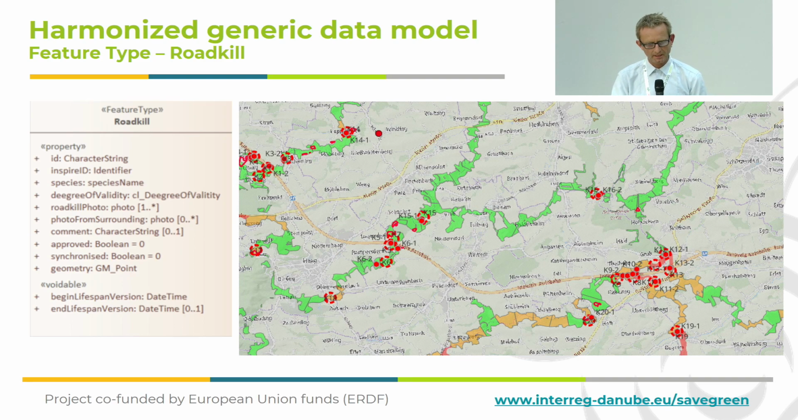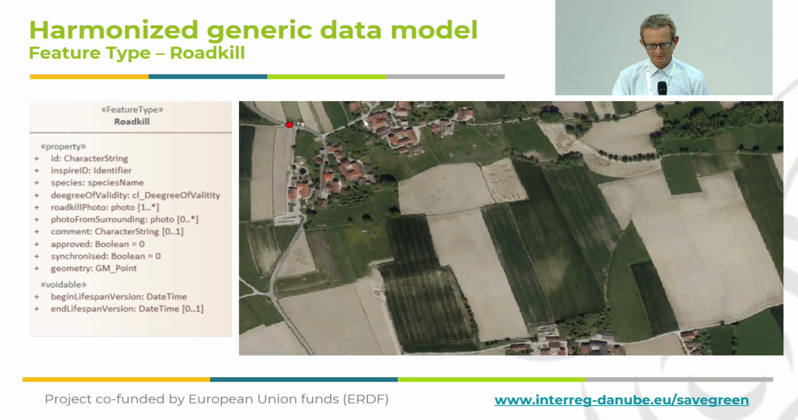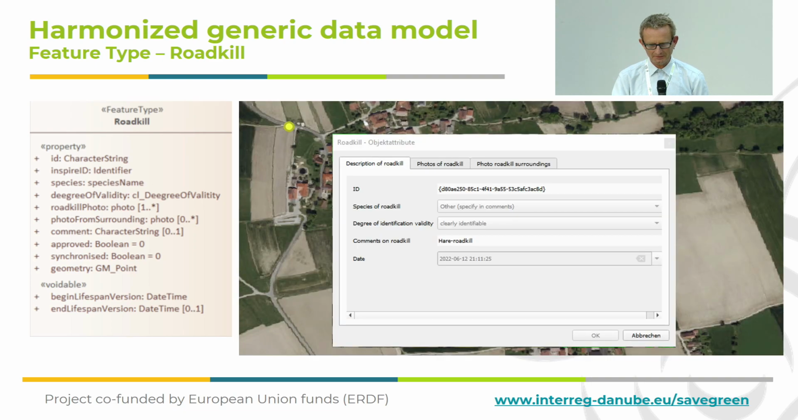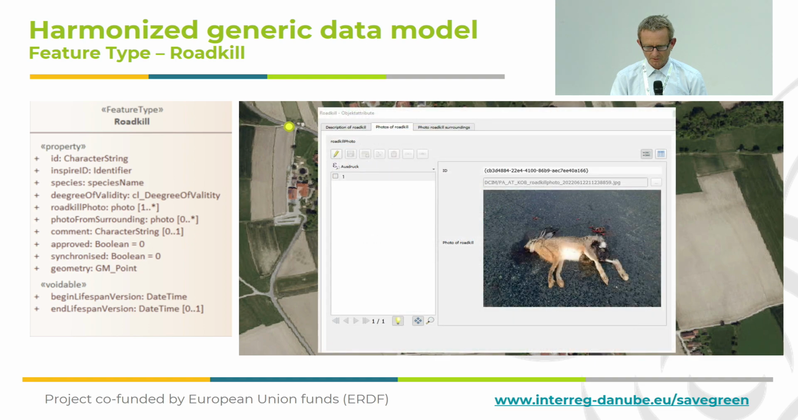And then we have roadkill. In all our pilot areas, we had only one roadkill feature. And I think it was clearly identifiable, and this was hare roadkill. No, we are happy if we do not have so many roadkills.